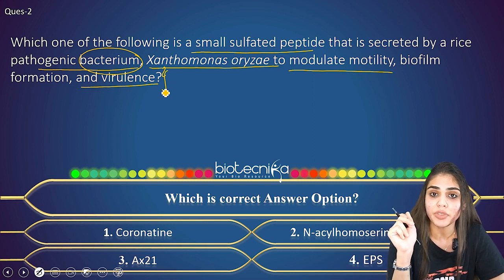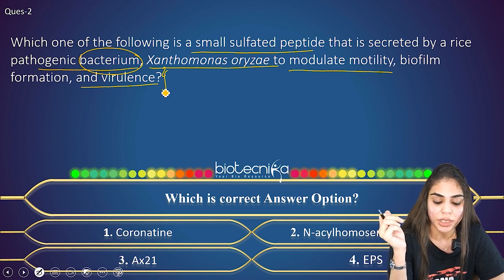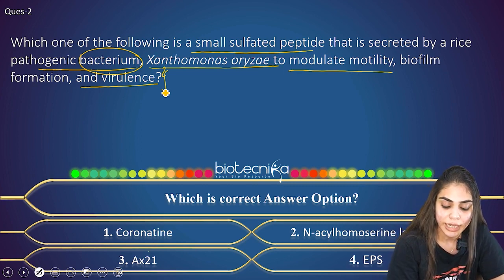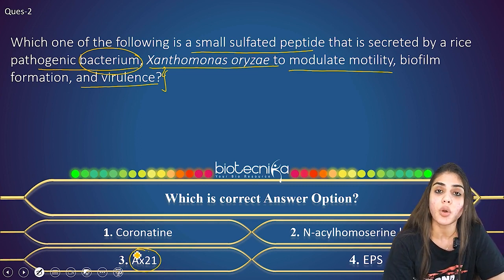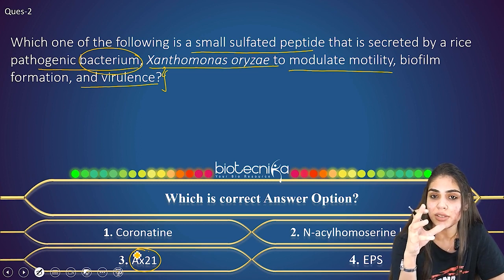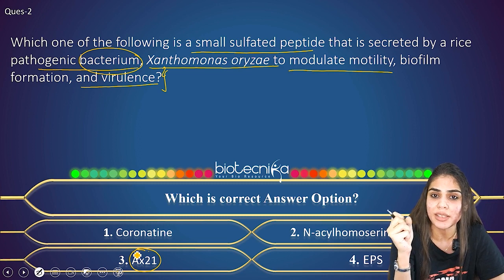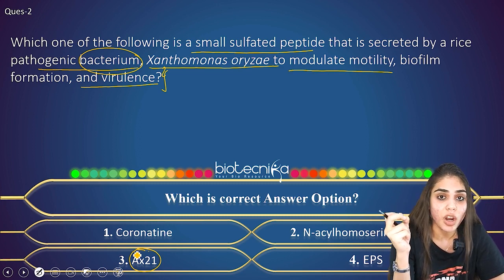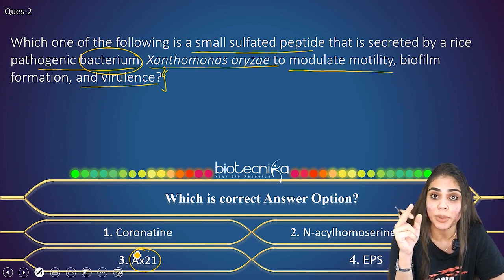So what is the name of this protein? This is just a direct question, and the name of this protein is AX21. What about coronatin? Coronatin is a toxin that is produced by Pseudomonas, and it is used for stomatal opening and closing. So this is not produced by Xanthomonas oryzae, but this is produced by Pseudomonas species.